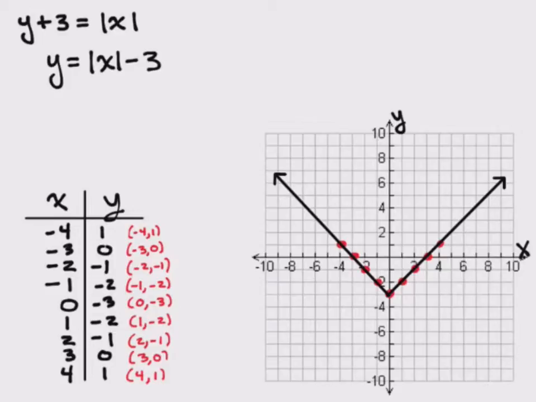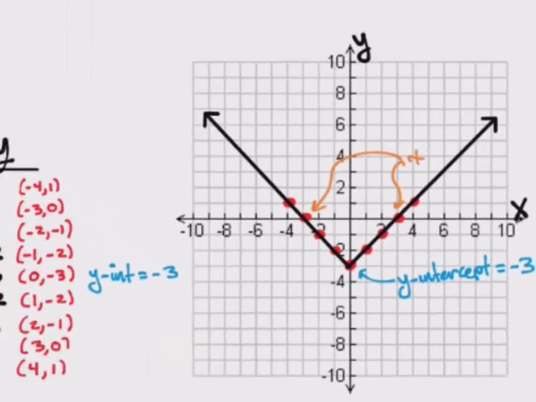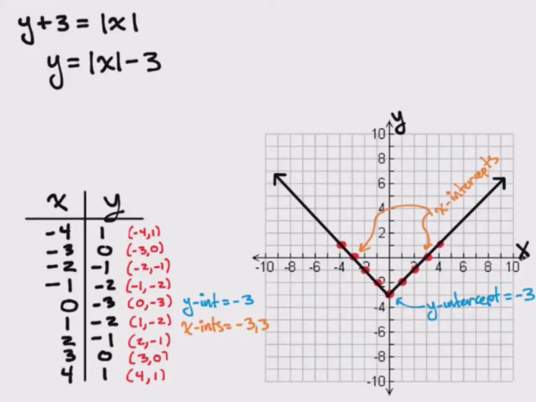The y-intercept is pretty easy to see from our graph, and it happened to be one of the ordered pairs that we found earlier. It also appears that we have two x-intercepts because our graph hits the x-axis twice, at the point 3, 0 and at the point negative 3, 0. So we'd say our x-intercepts in this case are both negative 3 and positive 3.